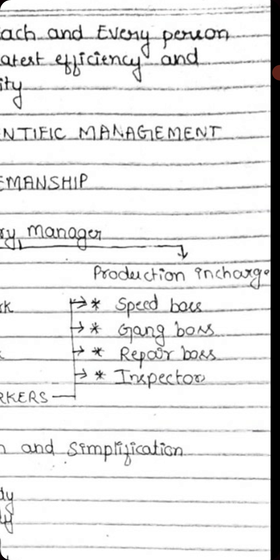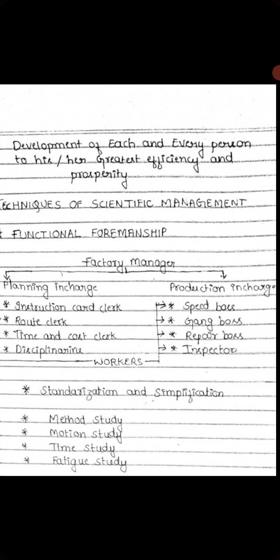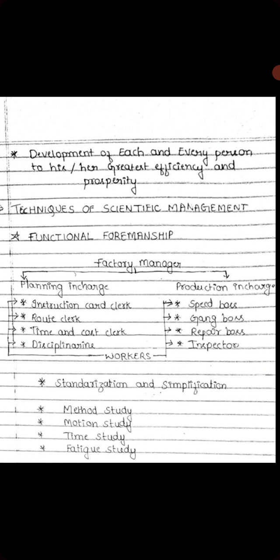So the last is inspector. The work of the inspector is to check the quality of the product. While the workers are working, they don't want any kind of cheap quality, so they have kept an inspector to check the quality of that product. So all these 8 members will give instructions to the workers. Hope you have understood.